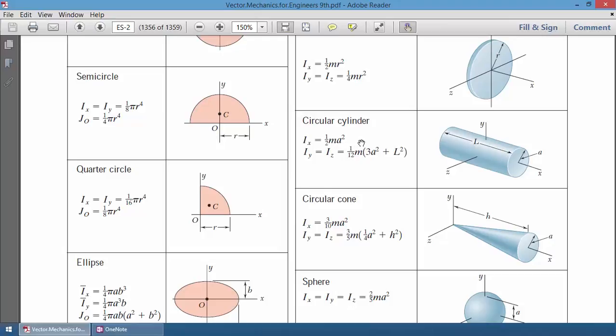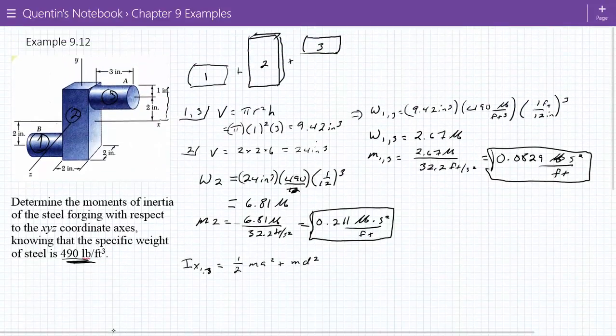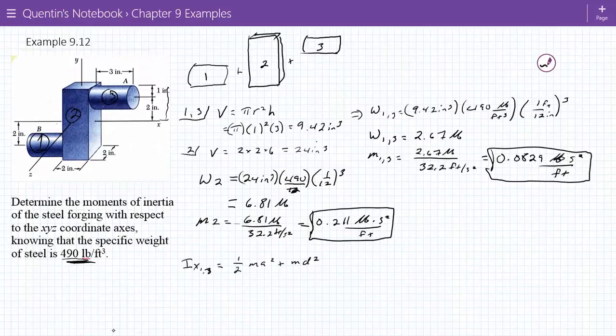But we need to do something for it. What do we need to do for it? We need to use the parallel axis theorem, right? This is not sitting on that axis. So we're going to come back here, and it's going to be 1/2 ma squared, but plus m times d squared. D is going to be my generic distance, right? So what is the distance? It's from the centroid to where it is, and in this case, it's just this distance right here. So it ends up being 2 inches.